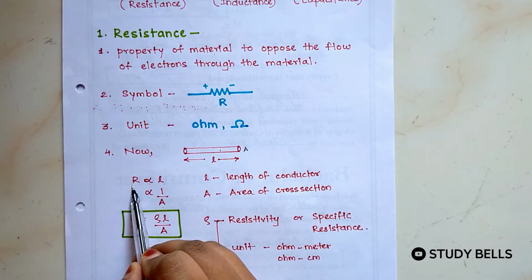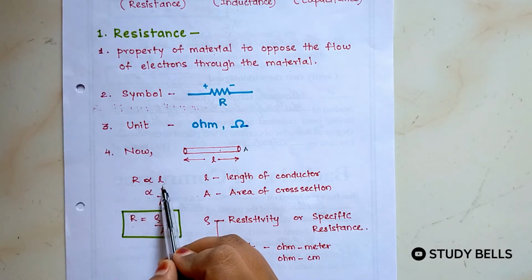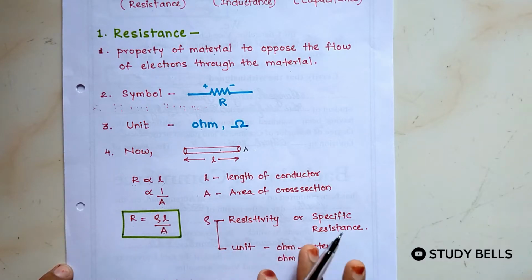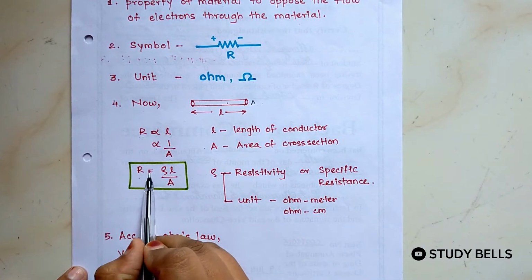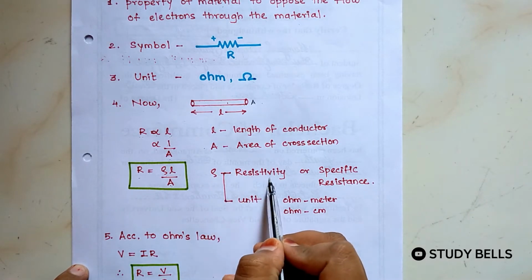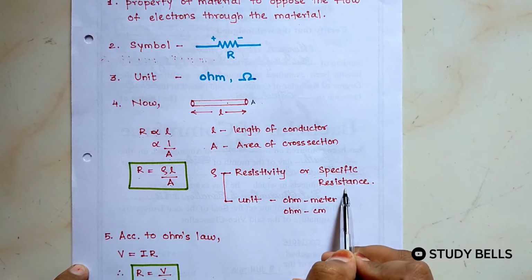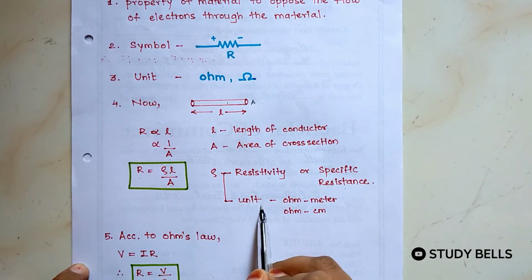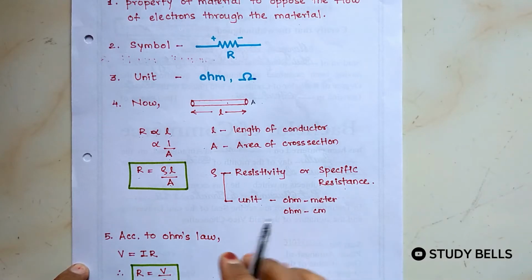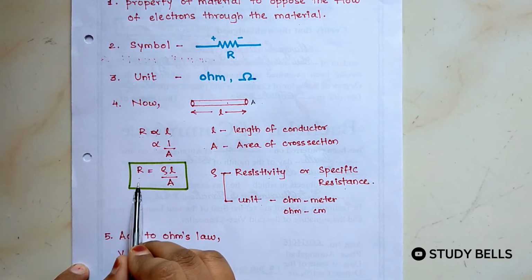So we can write R is directly proportional to the L, inversely proportional to the area of cross section. So R is equal to rho L by A, where rho is resistivity or specific resistance. Rho is having the unit ohm meter or ohm centimeter. This is one formula for resistance.